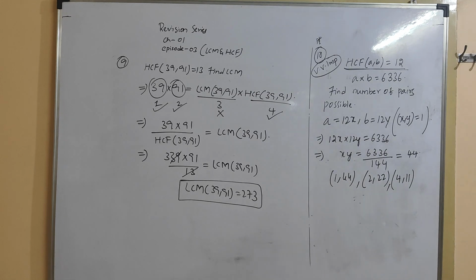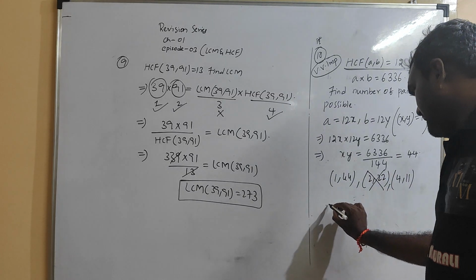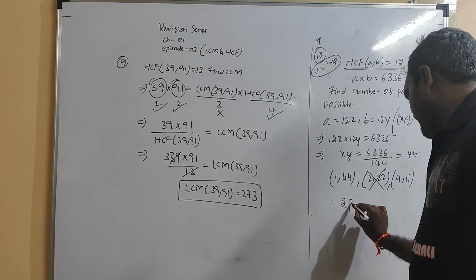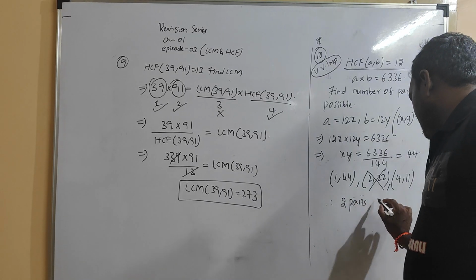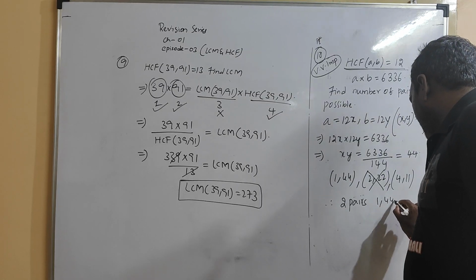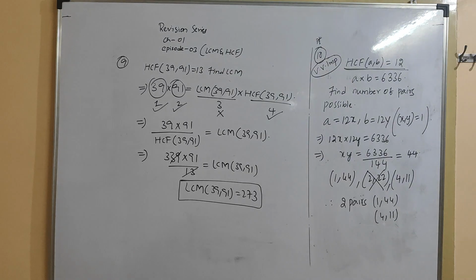3 pairs I got. But see, 3 is not the correct answer. Why? Because I told you x comma y has to be co-primes. So 2 and 22 have 2 as a common factor. This has to be eliminated. Therefore, 2 pairs has to be our answer. Those 2 pairs are 1 comma 44 and 4 comma 11. This has to be our answer.